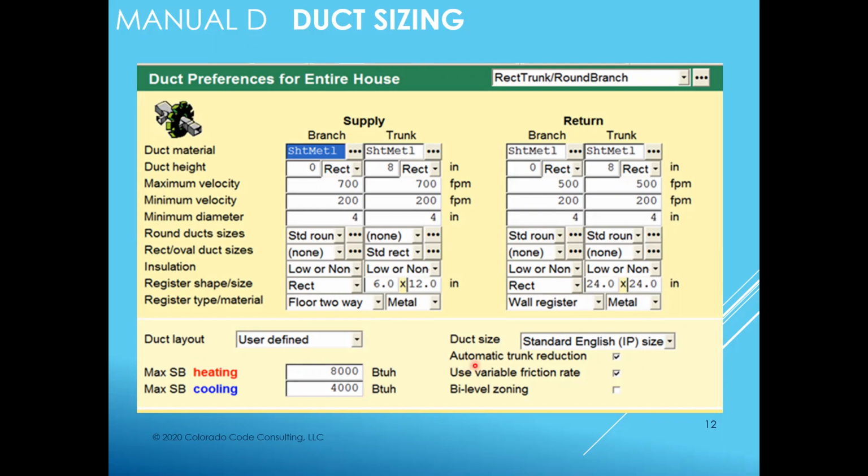We'll talk about this wonderful thing here, automatic trunk reduction. We'll talk about that. And this variable friction rate is also very nice. This design, I didn't happen to use bi-level zoning, but it's very sophisticated. It really helps you design the ducts quite a bit. Helps you a lot, especially this variable friction rate and this trunk reduction, which we'll talk about and what that means and is all about.